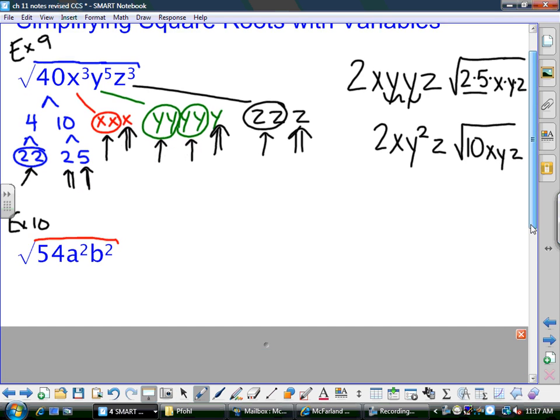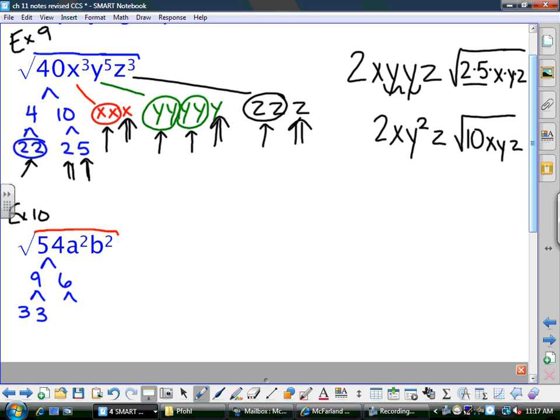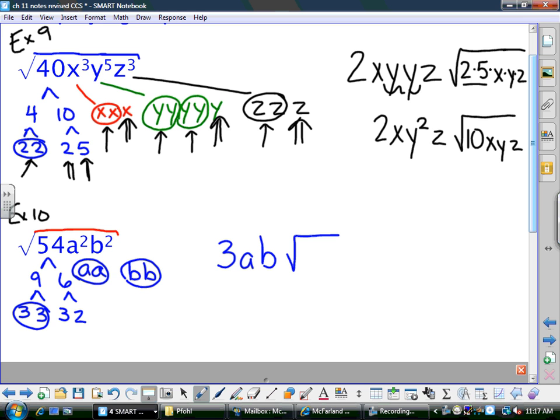So we'll break apart the 54. 54 is 9 times 6. And we do get a pair. A squared and b squared all written out are AA and then BB. So we have a pair of A's and a pair of B's. If we look at the numbers that have pairs, a 3, an A, and a B all go outside. The things that don't have pairs, 3 times 2 is 6. There aren't any variables left inside the square root because all of the variables had pairs.